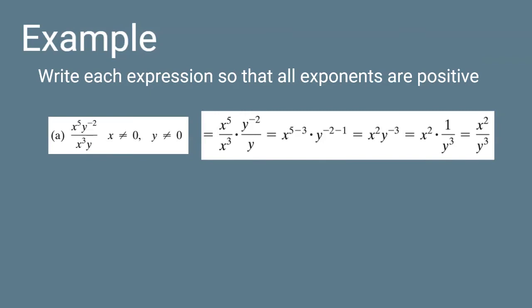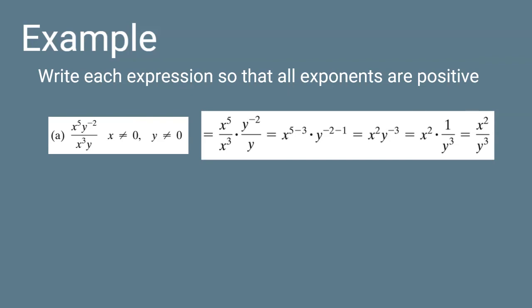With the x's, we say we subtract the exponents, so we get 5 minus 3. And for the y's, we have a negative 2 and a negative 1. That'll reduce down to x squared y to the minus 3. But again, we only want positive exponents. So let's take that negative 3 and move it to the bottom. So your final answer is x squared over y to the third. You're doing so great at this.